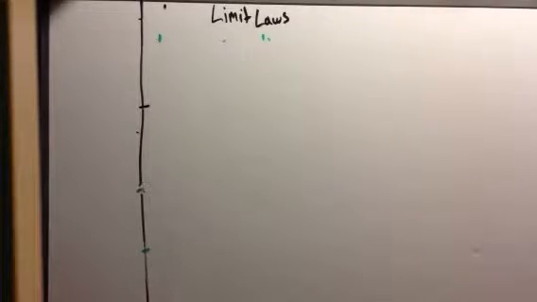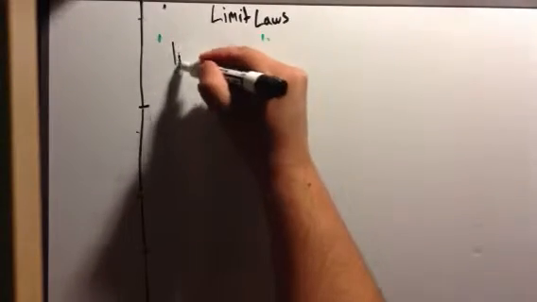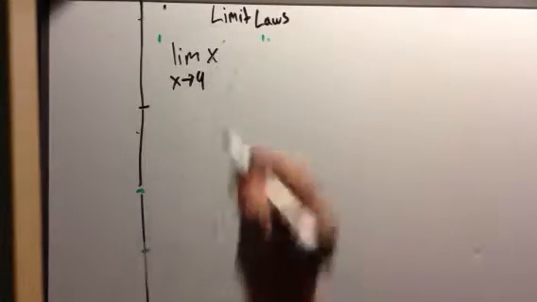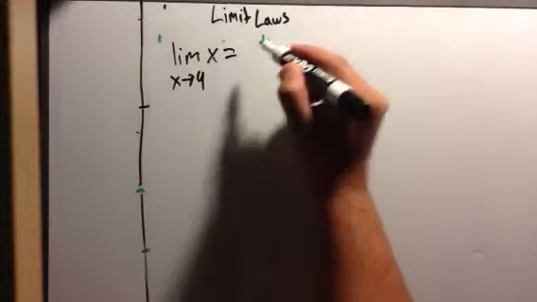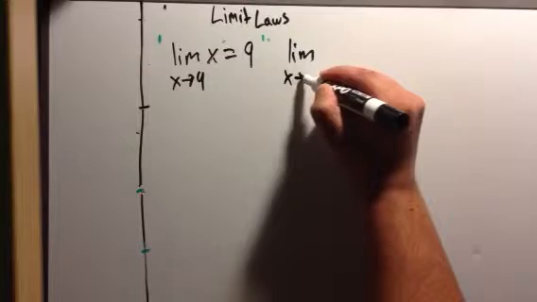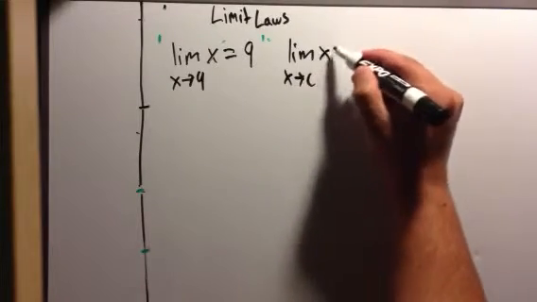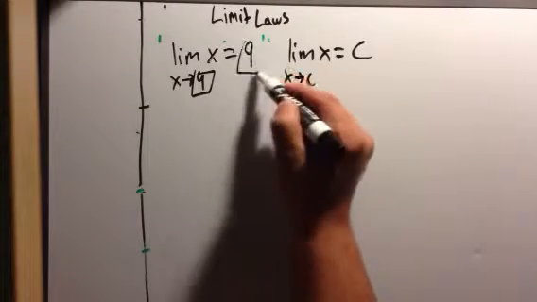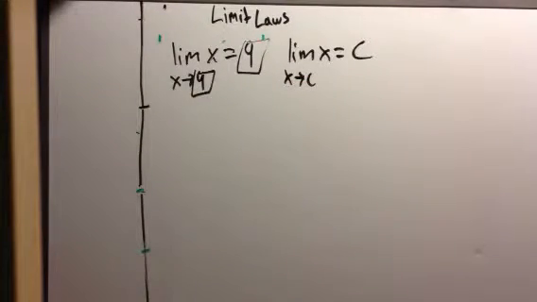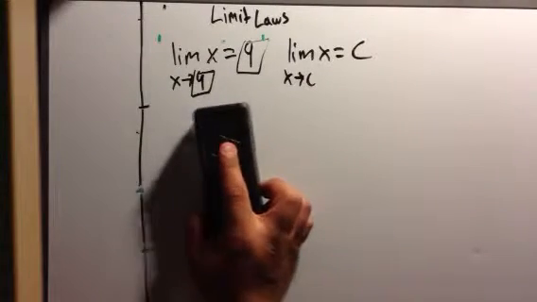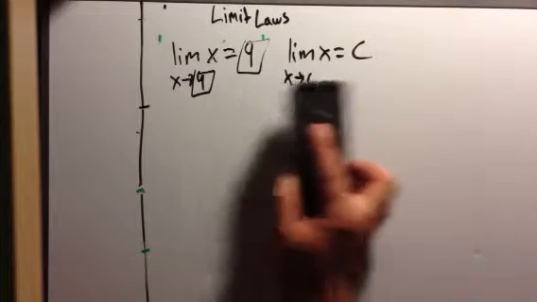So the first example is going to be the limit as x goes to 9 of x. Well, that's just going to be equal to 9, because remember, our limit law, the limit as x goes to c of x is just equal to the number c. So we can think of the 9 as c, and the limit is just the number c. Just by that limit law, pretty straightforward, right? So the limit as x goes to 9 of x is just equal to 9.